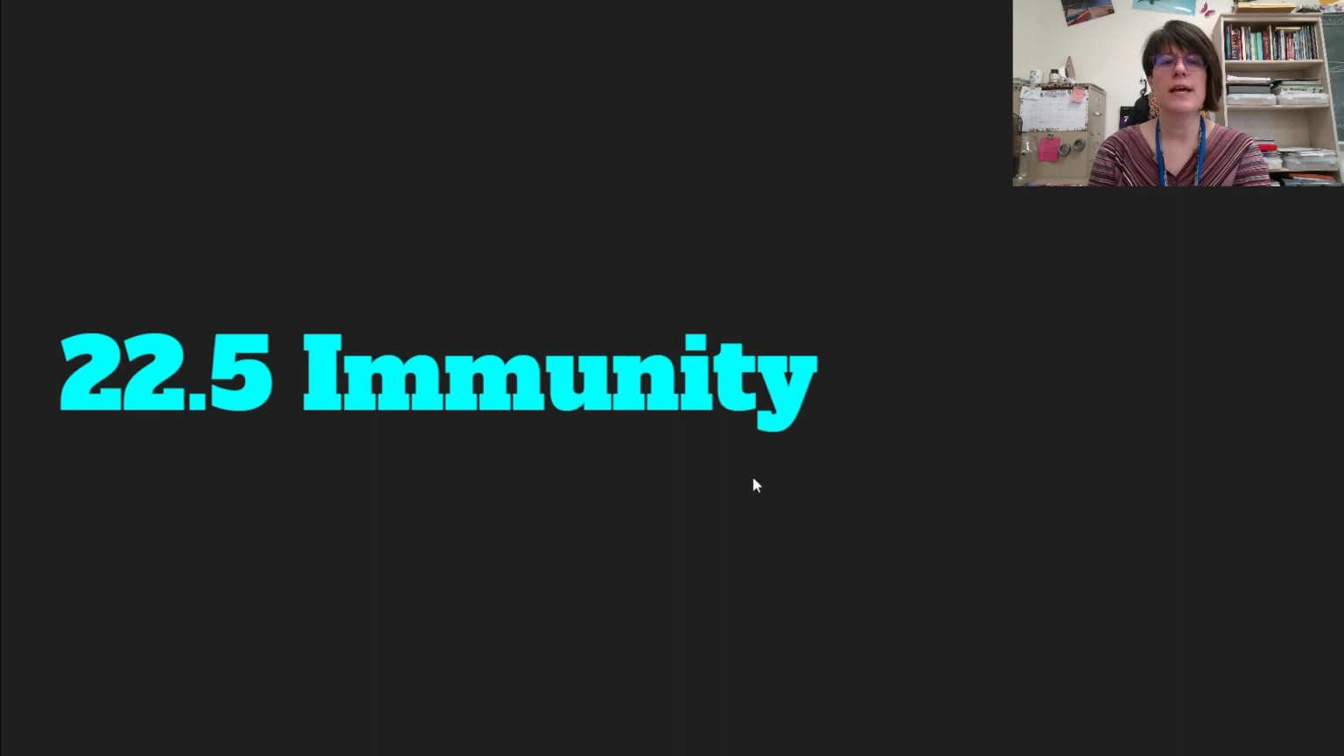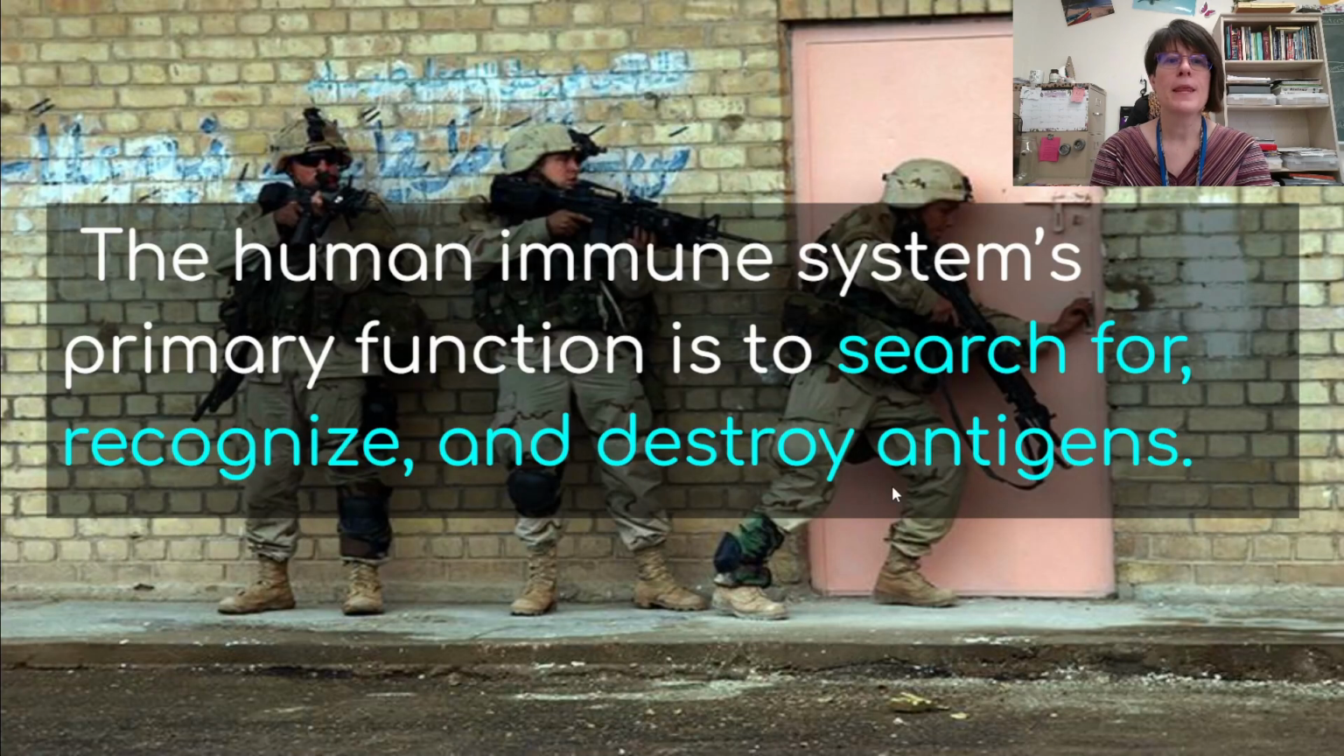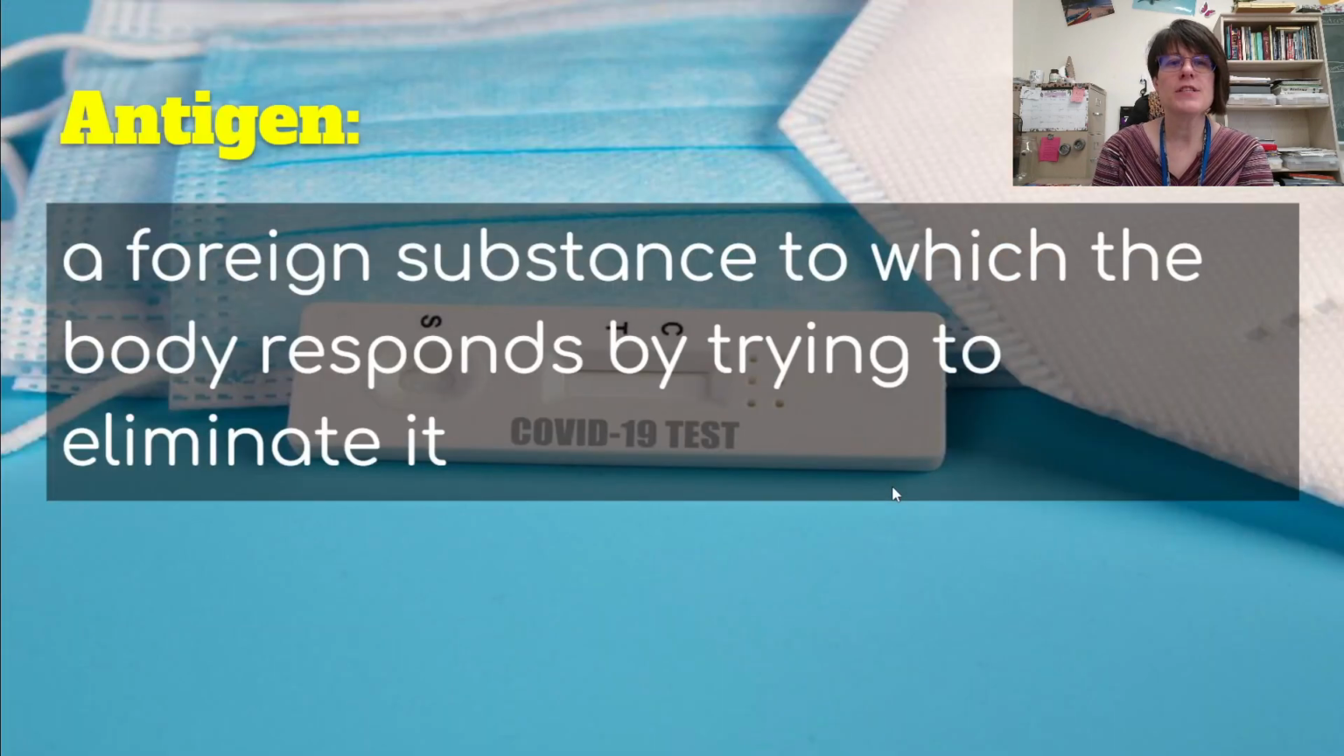Now, let's take a look at immunity in section 22.5. The human immune system's primary function is to search for, recognize, and destroy antigens. An antigen is a foreign substance to which the body responds by trying to eliminate it.